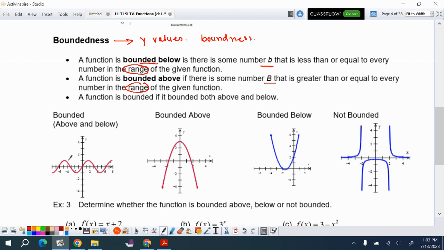You can see that this is the trig function. The maximum value is 1 and the minimum value is negative 1. So the trig sine and cosine functions are called bounded above and below.